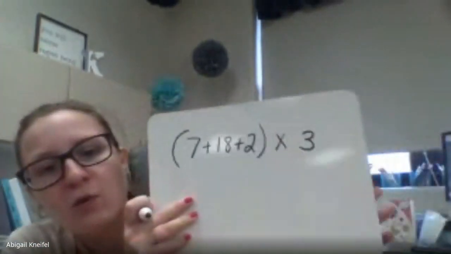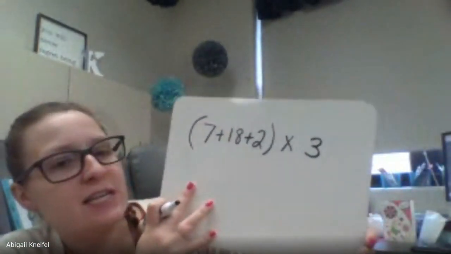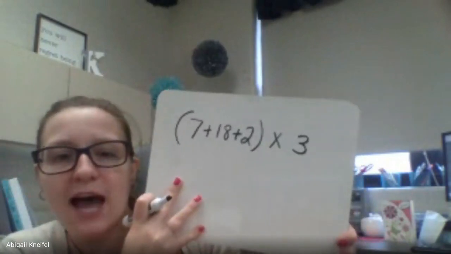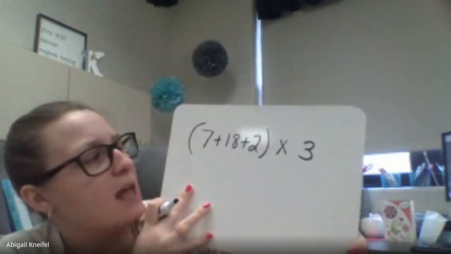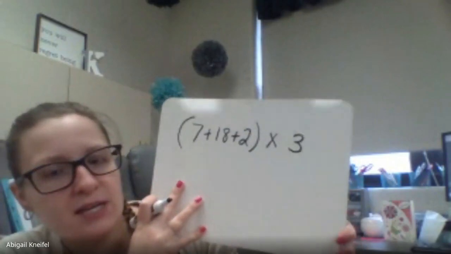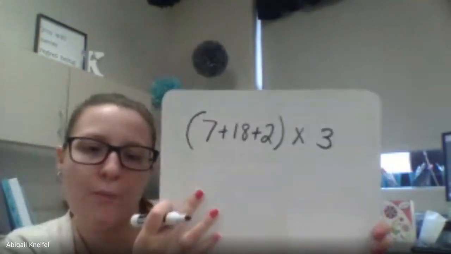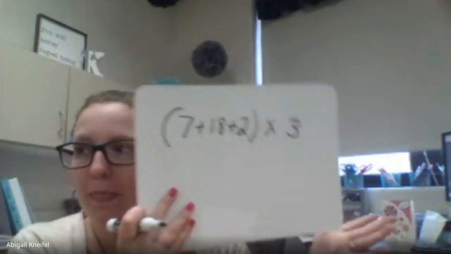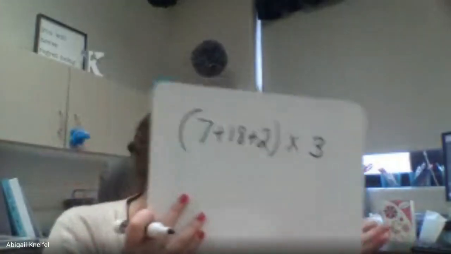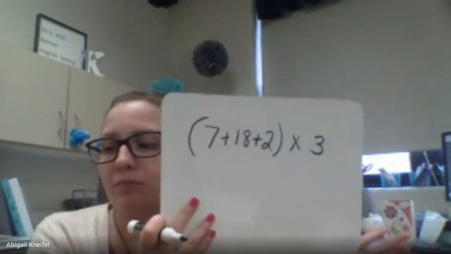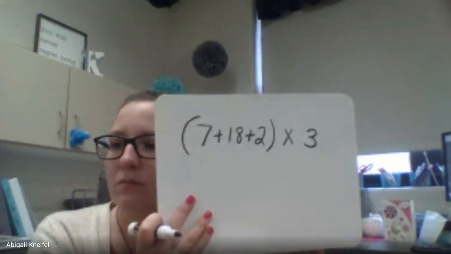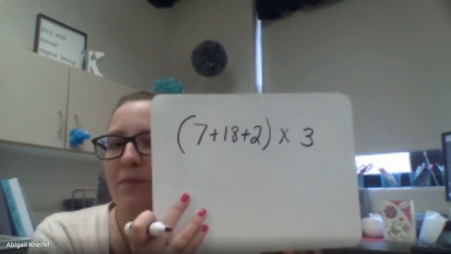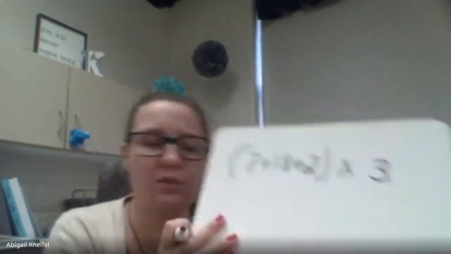All right. We have 3 things inside our parentheses. We have 7 plus 18 plus 2, outside parentheses times 3. 7 plus 18 plus 2 in parentheses times 3. So remember, parentheses is what you do first. (7 plus 18 plus 2) times 3.